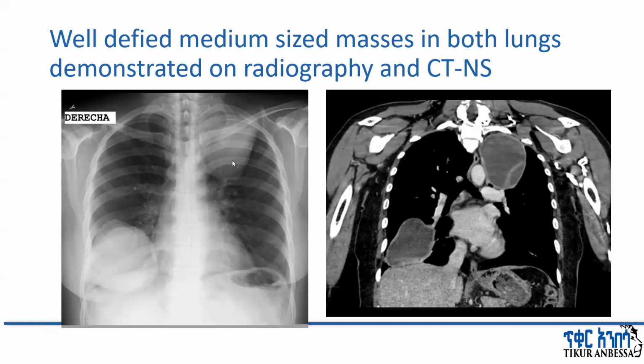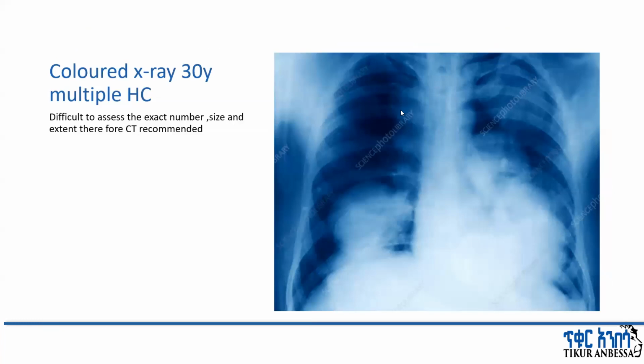So the CT showed there is a mass, the equivalent mass on the left upper lobe and right lower lobe, with a well-defined cyst with fluid attenuating contents. This is another chest X-ray that showed multiple lung masses. For this, one of the indications is having a lot of lung masses or lung nodules. You should have CT on this patient.